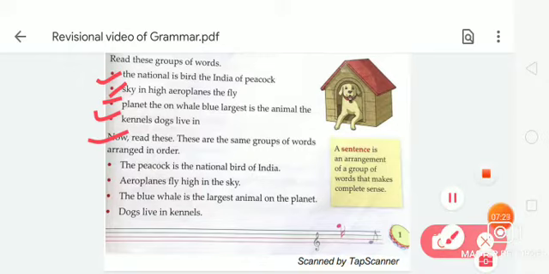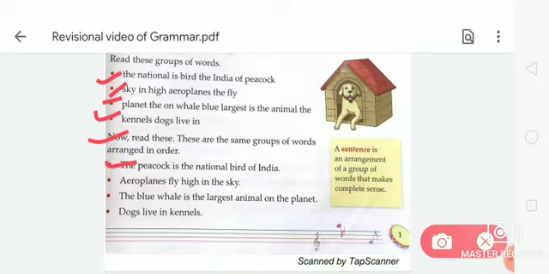Students, do these given groups of words make any sense if you read them? So now tell me, does this group of words make any sense to you? The national is bird, the India of peacock. No, it doesn't make any sense. This given group of words doesn't make any sense. So for that, we must arrange this given group of words in a proper way, in a proper order.